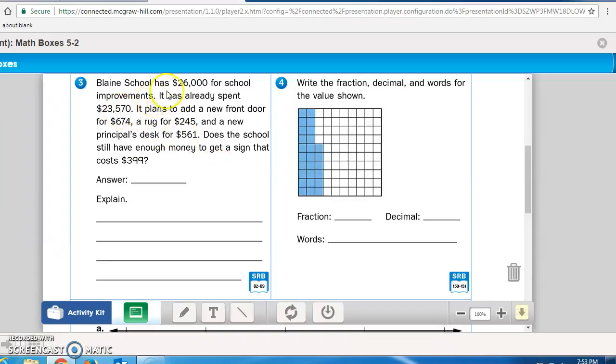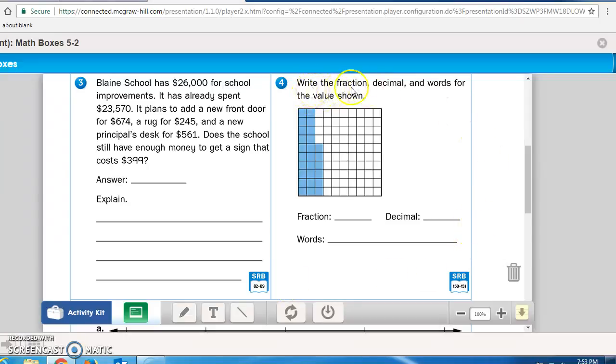You've got a lot of adding to do here, first of all, with a lot of numbers, and then you've got to subtract that from your main total, and that's your explanation to figure out your answer. So you're going to be adding numbers together and then taking that answer and subtracting. Pause the recording now and do number 3.